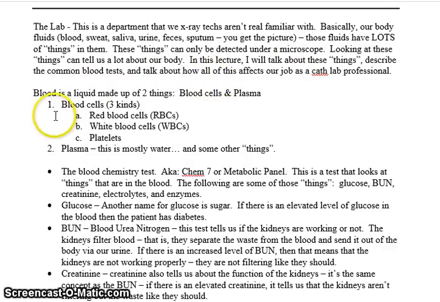Okay, so first of all we need to know what blood is made of. Blood is a liquid made up of two things, blood cells and plasma. Just think of plasma as the water, the solvent. It does have some other things dissolved in it, the solutes, but just think of plasma as the water, and then it has blood cells in it. So blood is made up of water with blood cells floating around in it. There are three types of blood cells: the red blood cells, the white blood cells, and the platelets.